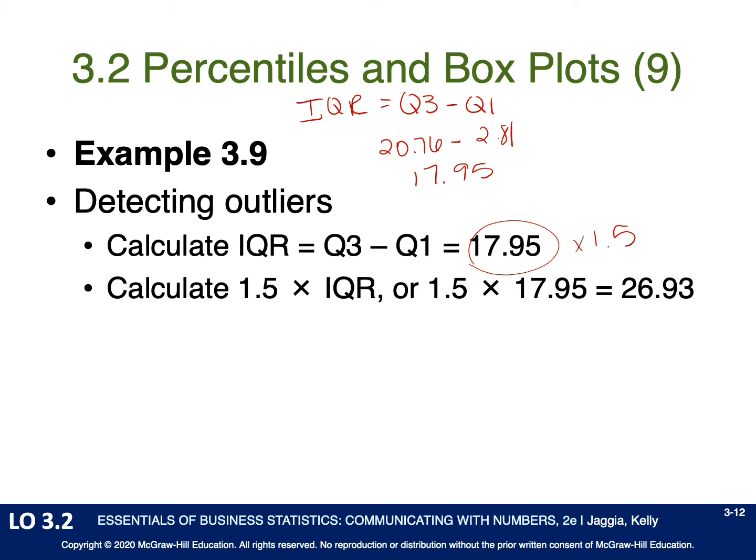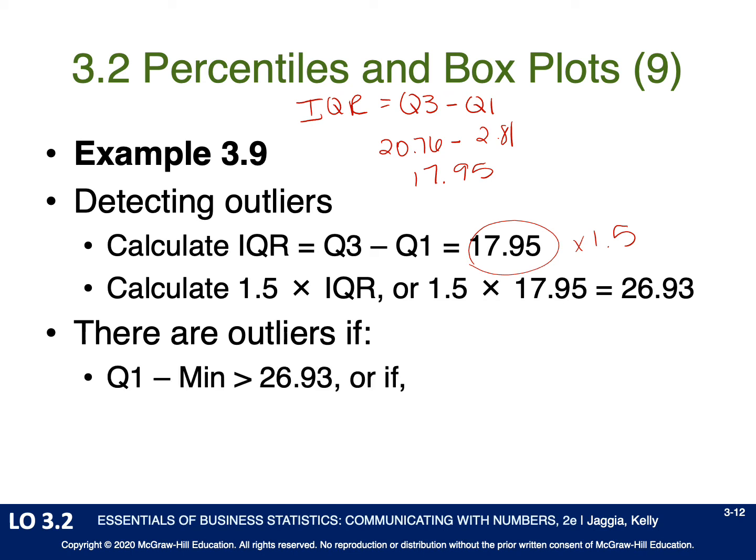26.93. So to determine if there are any outliers, we're going to look at quartile 1 minus the minimum. If quartile 1 minus the minimum is greater than 26.93, then there is an outlier. If quartile 1 minus the minimum is less than 26.93, there is not an outlier. The same will apply to the other end.